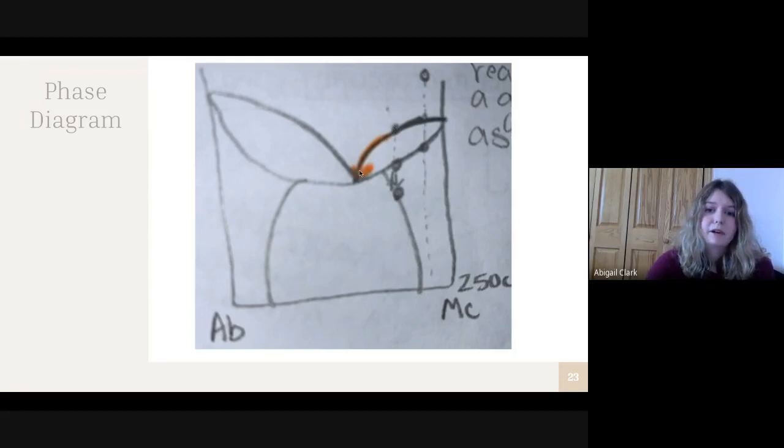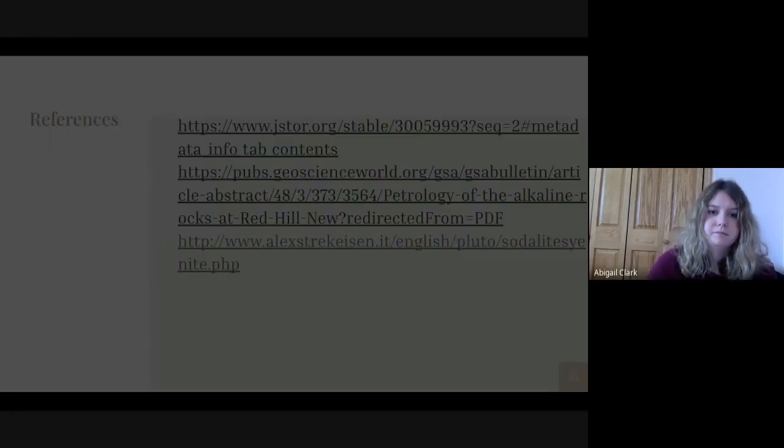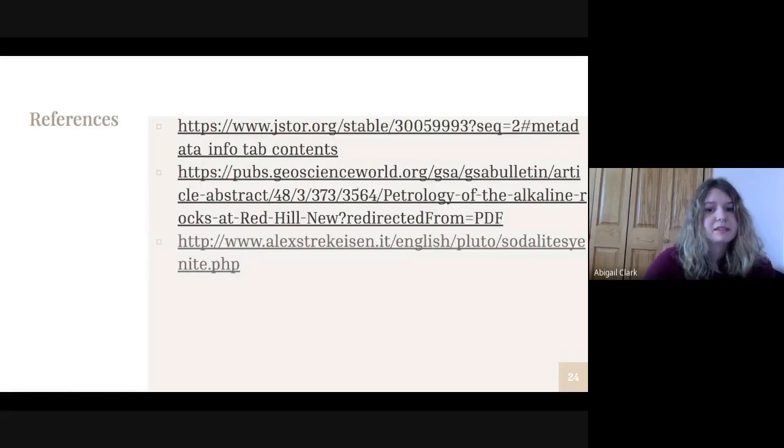And so this part of the liquid in orange is left behind, and that's going to become our syenite magma. And this right here, obviously, hasn't reached the solvus yet. So we are in this zone and we can get the exsolution lamellae to start forming in some of our feldspar crystals. And then these are my references.